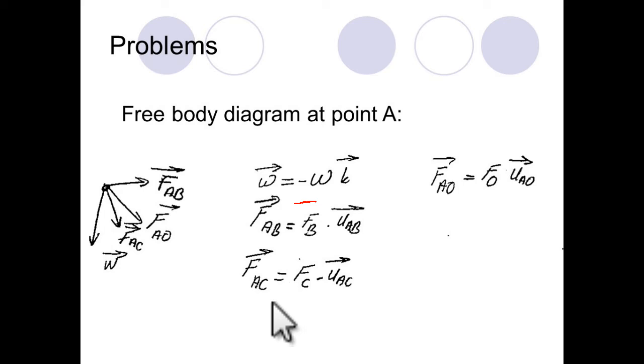Now let's write the FAC. FAC is equal to FC multiplied by UAC. I denote the force in the cord AC with FC. Okay. Now FAO, I assume that the force that goes to the pole is FO. So the magnitude of the force, of course. So FO multiplied by UAO.